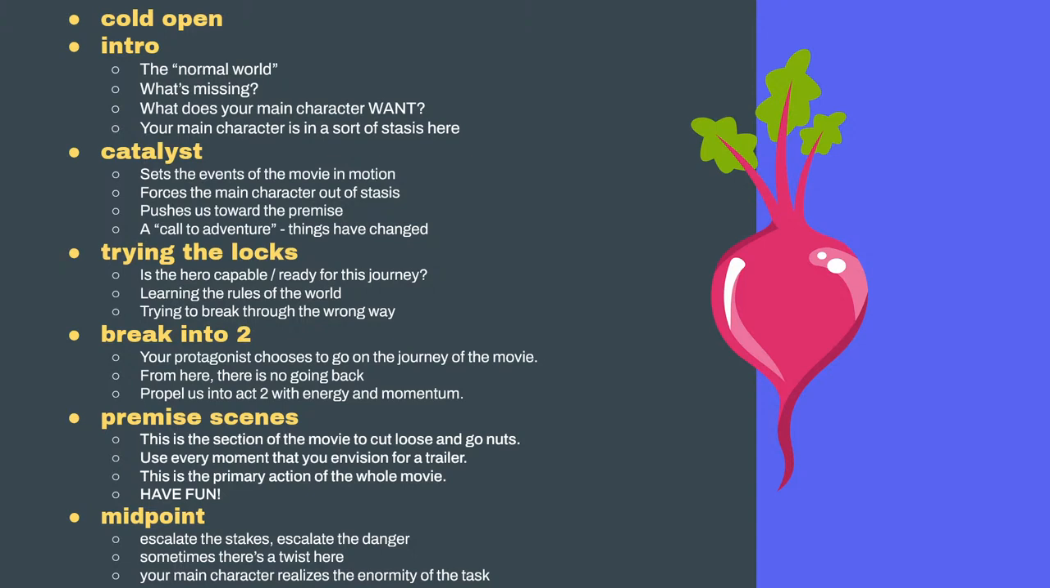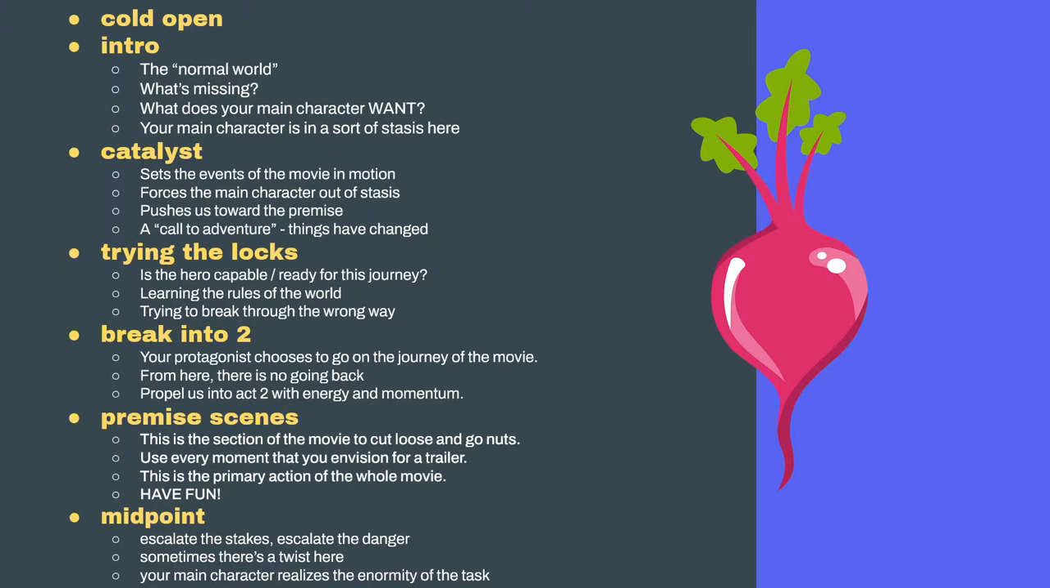All right, premise scenes. That's going to be the section of the story where you just cut loose and give us the fun thing that you promised. So whatever it says in the logline is typically what we should be doing in premise scenes. So use the moments that you envisioned in the trailer. This is the primary action of the story. Just have fun here. If you're not having fun, we will not be having fun. But utilize your premise here. This should feel like the show that the logline described.